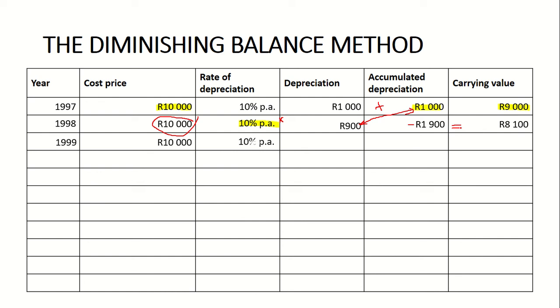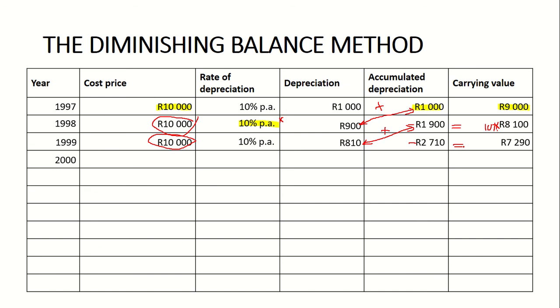The cost price for 1999 is still the same. The depreciation rate will still be 10%. However, when we calculate depreciation for 1999, we will simply take last year's carrying value of 8,100 and multiply it by 10%, and that will give me 810. For me to calculate accumulated depreciation for that year, I will take 1,900 plus 810, and that will give me 2,710. To calculate the carrying value for 1999, I'm going to take 10,000 rand minus 2,710, and I will get 7,290.